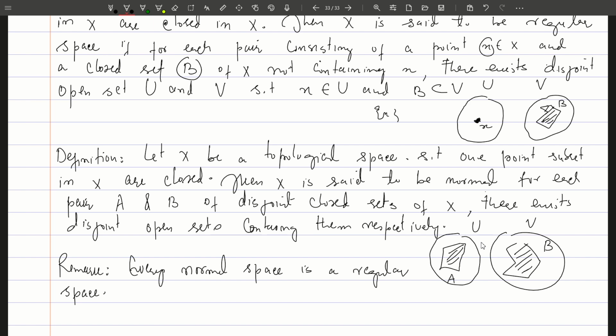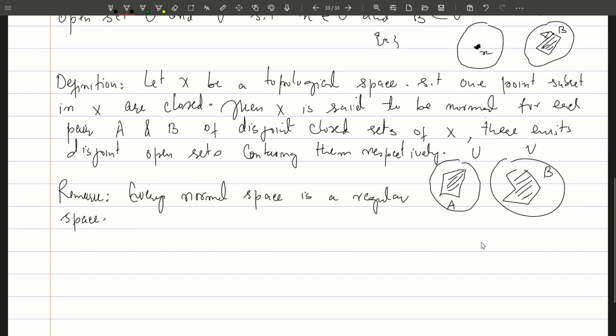So if we consider a two-point space in the indiscrete topology, it satisfies the other parts of the definitions of regularity and normality, even though this space is not a Hausdorff space. So let us make another remark here.